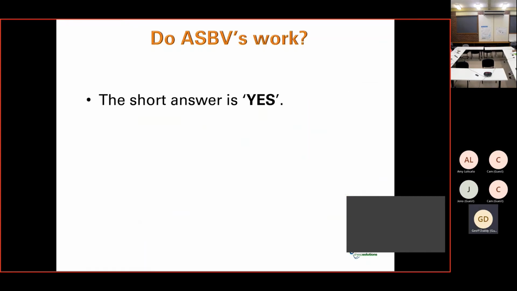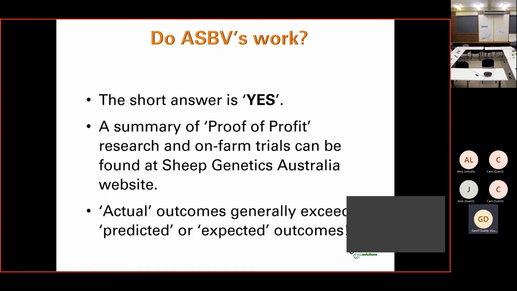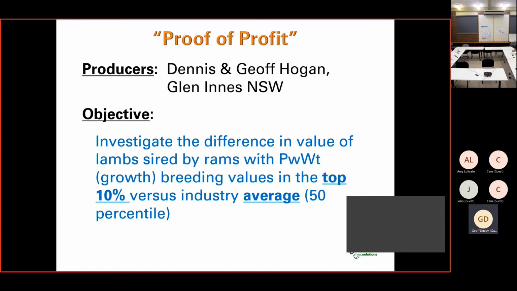So do they work? The short answer is yes. There's a summary of what they call proof of profit research and on-farm trials that you can find at the Sheep Genetics website. And usually the actual outcomes generally exceed the predicted or expected outcomes. I'm just going to show you an example of one. This is an on-farm trial that two brothers up at northern New South Wales at Glen Innes conducted. They wanted to investigate the difference in value of lambs that were sired by rams with a post-weaning weight ASBV in the top 10% at the time versus the industry average or the 50 percentile average.